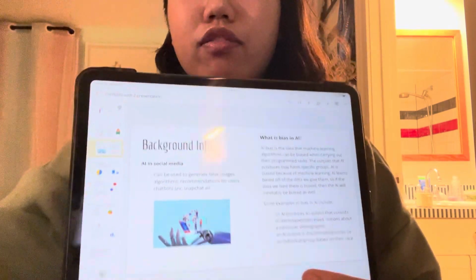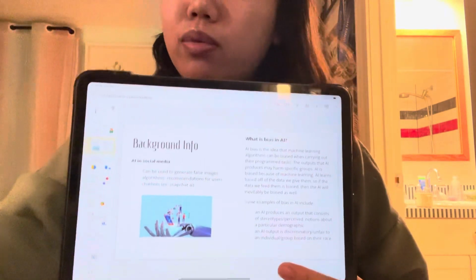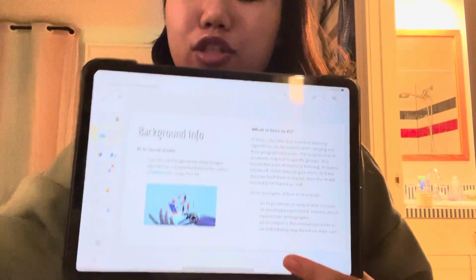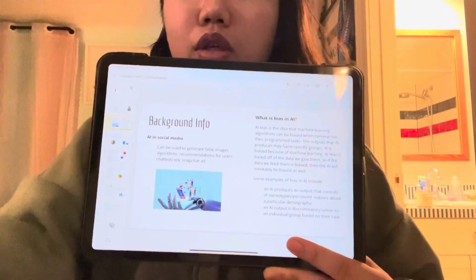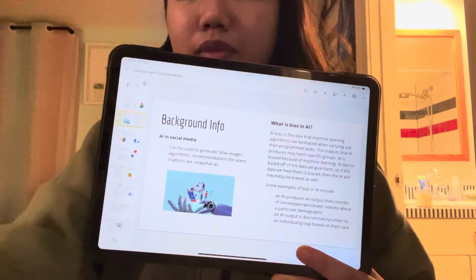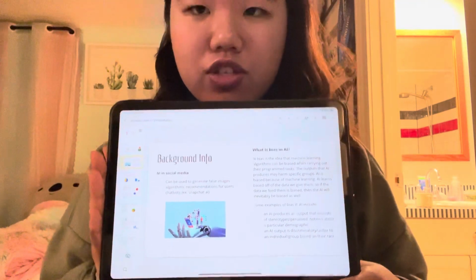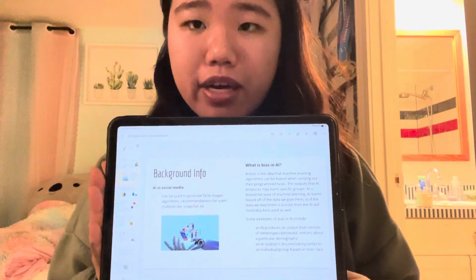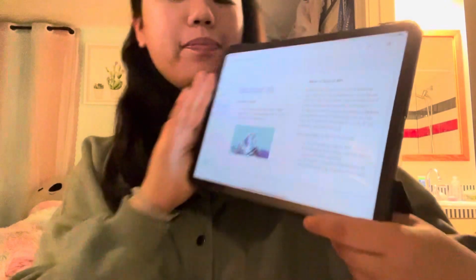Another example of bias in AI is an AI producing an output that is discriminatory or unfair to a particular individual or group based off of their race. An example of this would be the Twitter cropping algorithm, in which Black people were continuously cropped out and white people were cropped in.